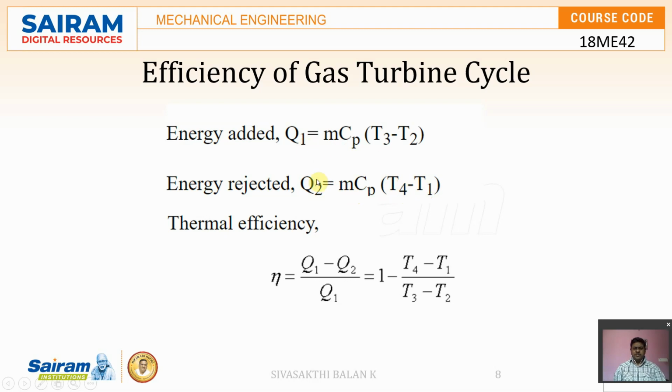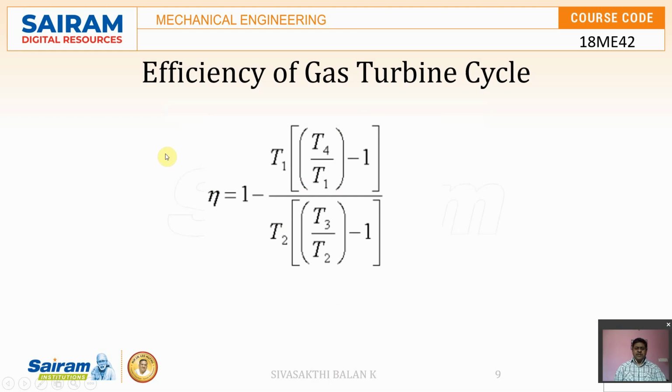Now take these two values, Q1 and Q2, and substitute them in the efficiency equation. m Cp is constant and cancels out, and the remaining will be 1 minus (T4 minus T1) divided by (T3 minus T2). This is the general efficiency formula. To simplify this, we can take T1 outside from the numerator, giving T4 by T1 minus 1 in the numerator, and in the denominator we take T2 out, giving T3 by T2 minus 1.